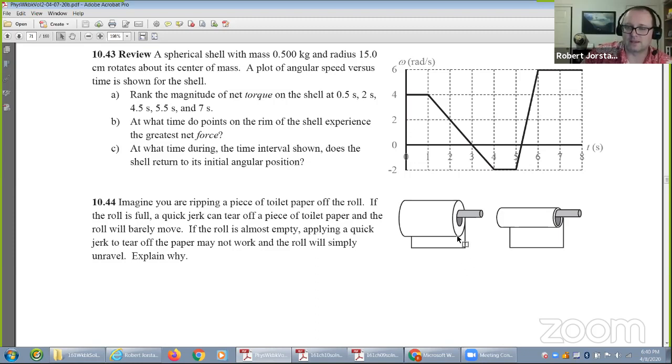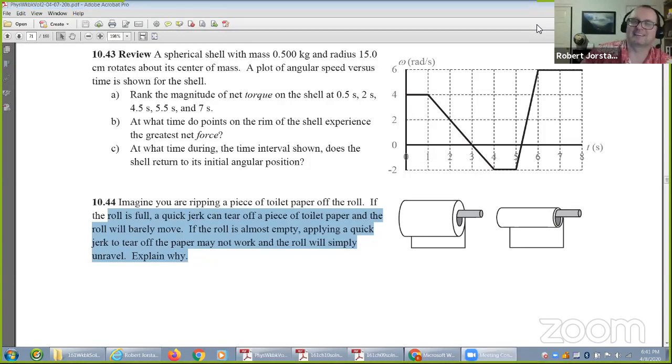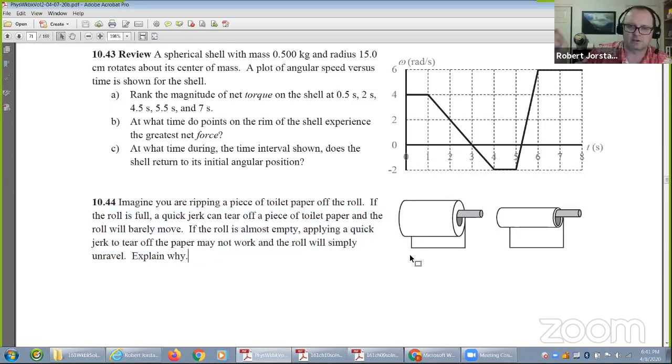Hopefully you think that the one that's more full has a greater moment of inertia, but this one is surprisingly complicated to think about. You have more mass, and that's going to affect the friction, but will affect the friction per unit mass and things like this. So there's a number of interesting factors. If you've ever wondered why it's easy to just give a quick jerk and rip the toilet paper off when it's full, but not when it's empty, you can read this one.